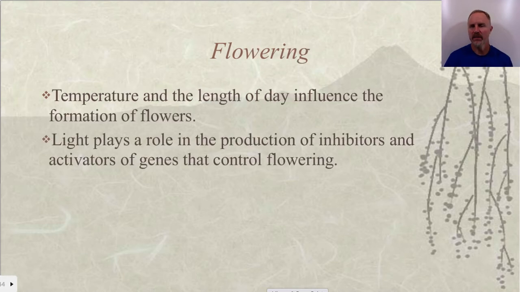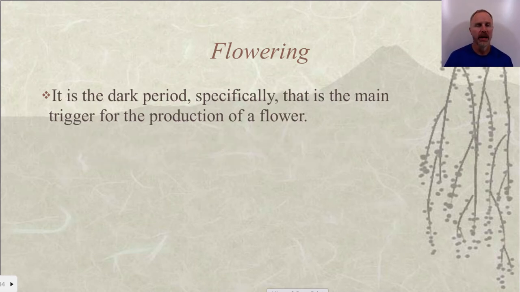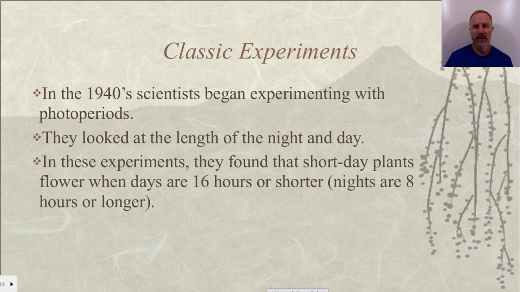Some of the things that influence flowering are temperature, the length of the day, the amount of light they're receiving, different types of things, and we're going to talk about these. But these are all kind of activators of the genes that are controlling the flowering. And specifically, it's the dark period that's going to be the main trigger for flowering production.